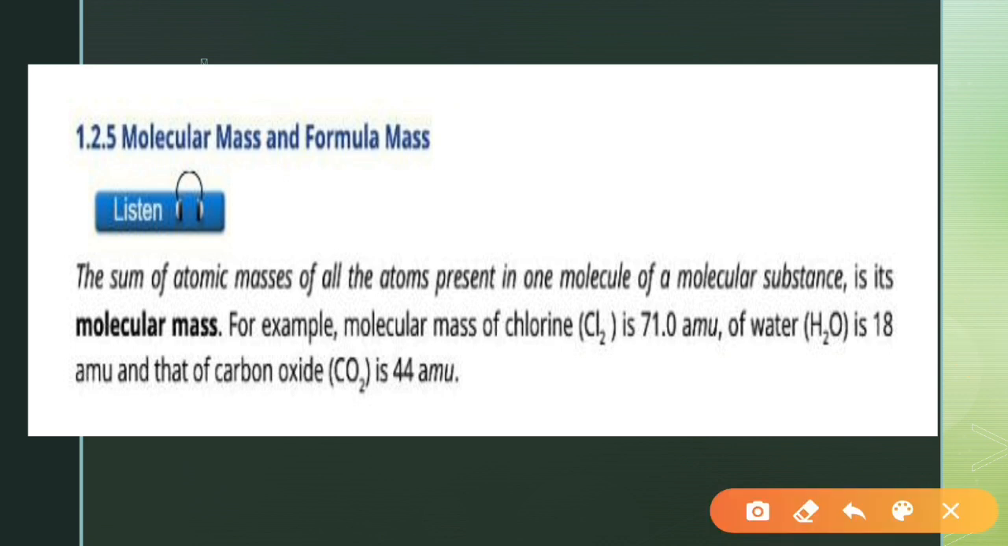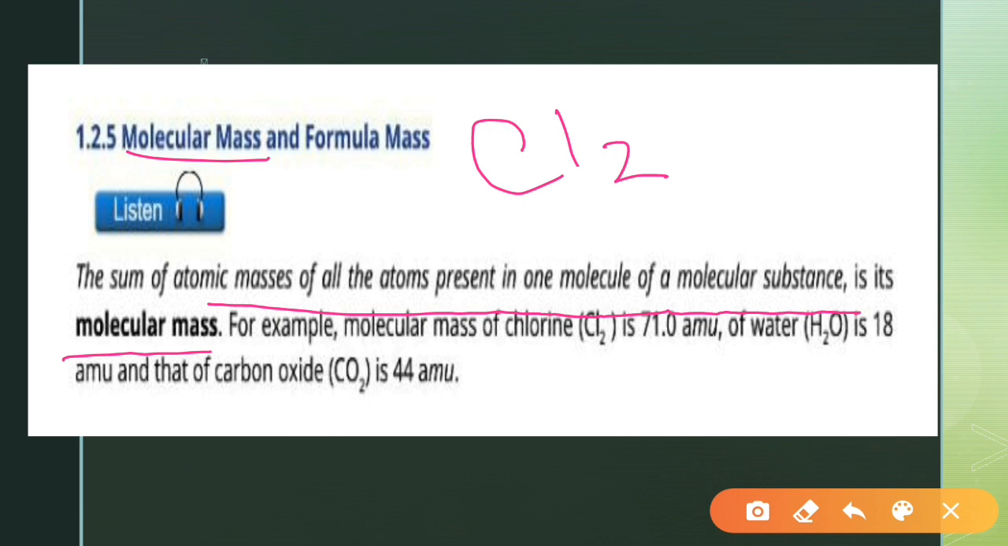Molecular mass is the sum of atomic masses of all the atoms present in one molecule of a molecular substance. Actually, a molecule is formed by a combination of atoms. In the case of chlorine, there are 2 atoms of chlorine.